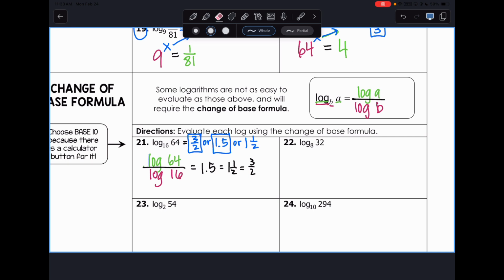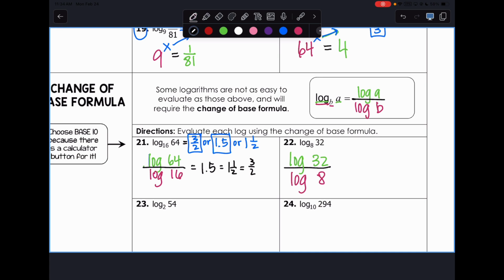Okay. Evaluate each log using the change of base formula. So how do I change it? I need you to write this out, okay? You must write this out. We need to write log of 32 over log of 8, and then hit enter. Do you want me to write out the pathway? Yes, please.